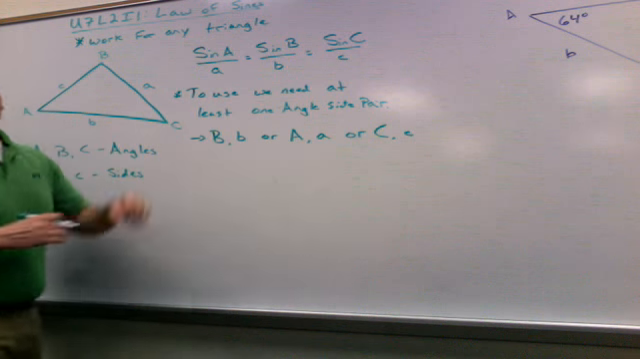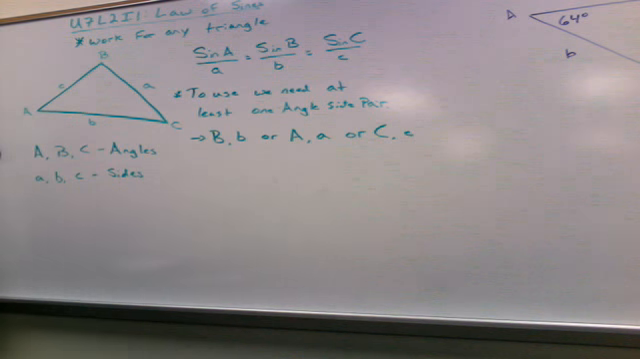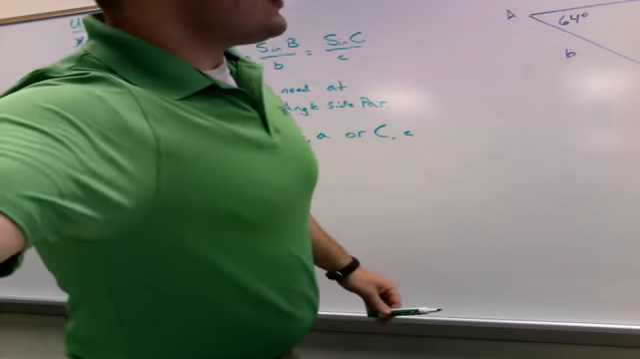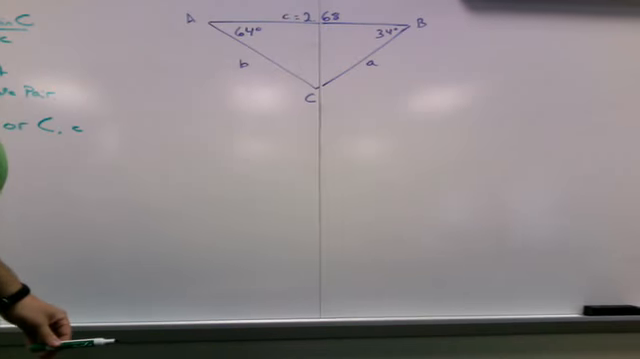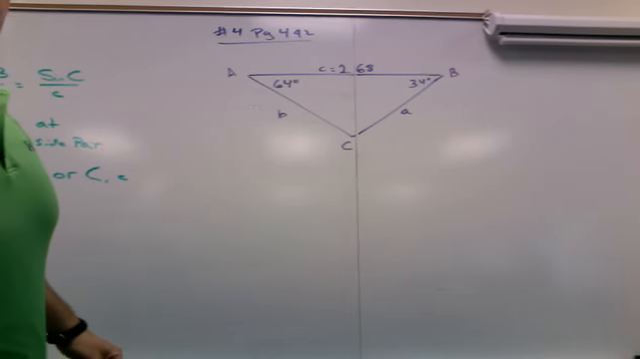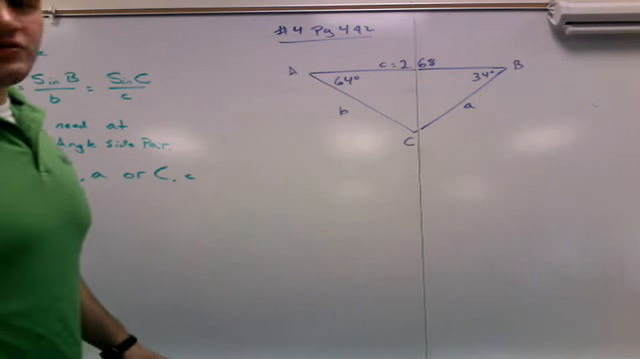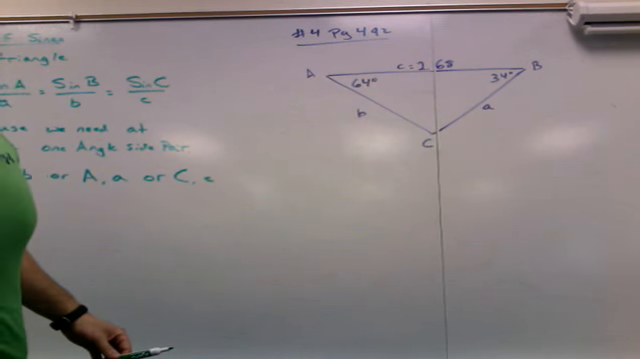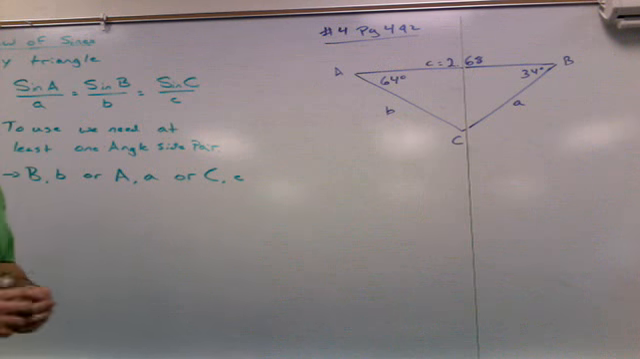Are there any questions about the law of sines? Okay. If you look at number 4, page 492. If you don't have your books, I drew the triangle on the board for you. We are going to solve this triangle. Solving this triangle means we need to find everything we don't know. So what don't we know? We don't know little b, little a, and big C.